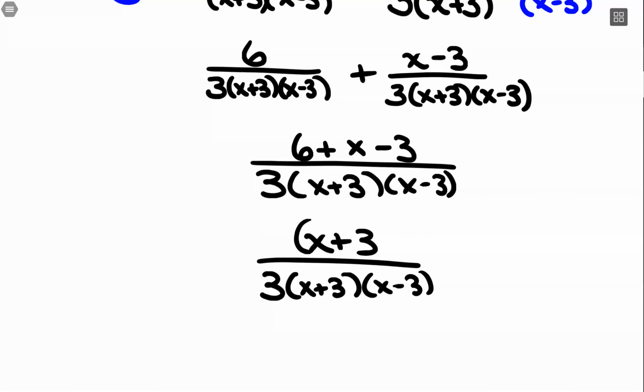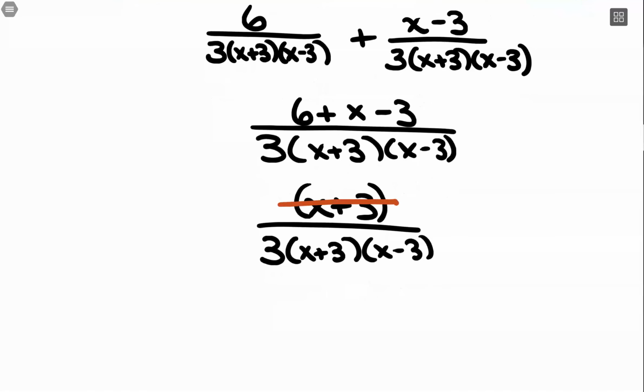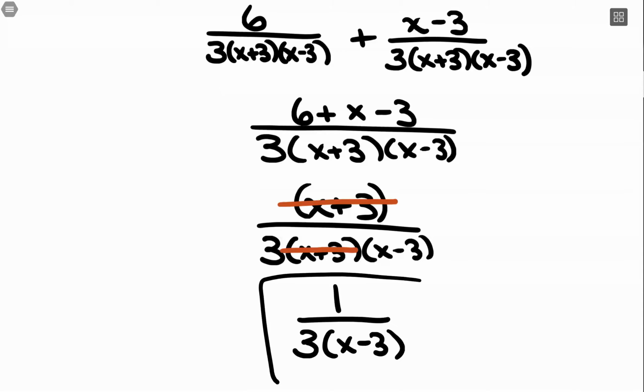And now I can see this common factor of x plus 3 across the numerator and denominator. So those would cancel out with each other. So we're just going to be left with 1 over 3 times x minus 3 for our final answer.